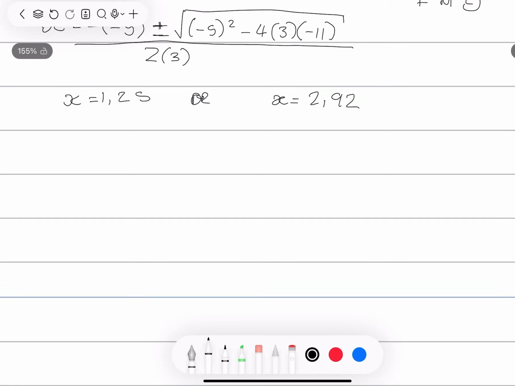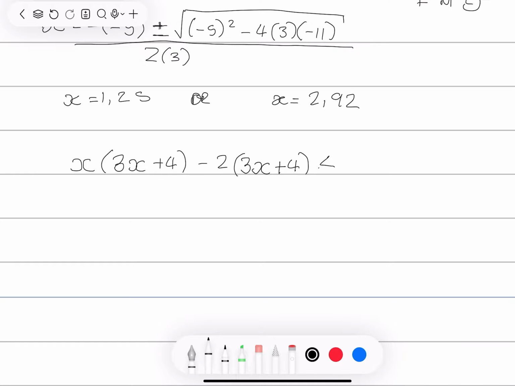So next question. I hope you're ready. Let's write out the question and then just pause and give the question a try. So x bracket 3x plus 4 bracket minus 2 bracket 3x plus 4.